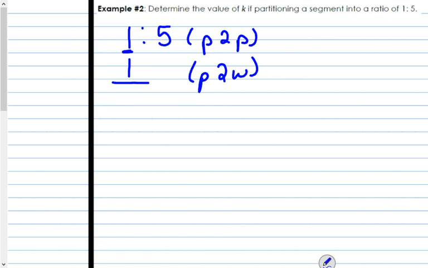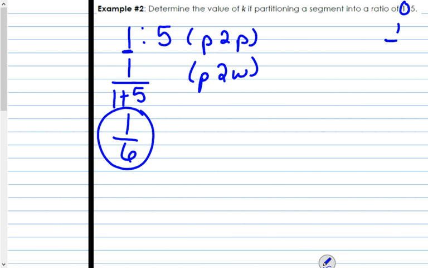But then the whole is the sum of the parts, so 1 plus 5, or 1 over 6. That's our scale factor. So I kept the 1 as my part, and then I added the 1 plus 5 together, which gave me the 6.